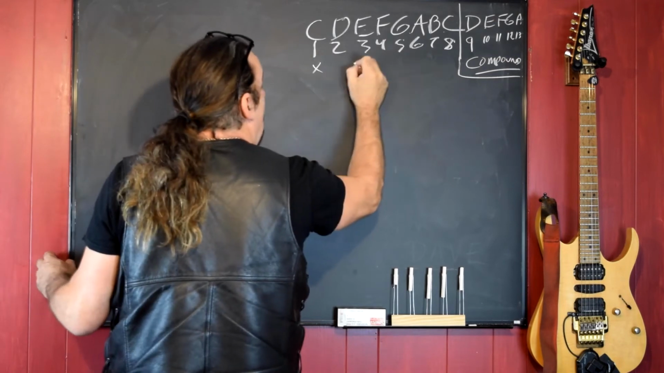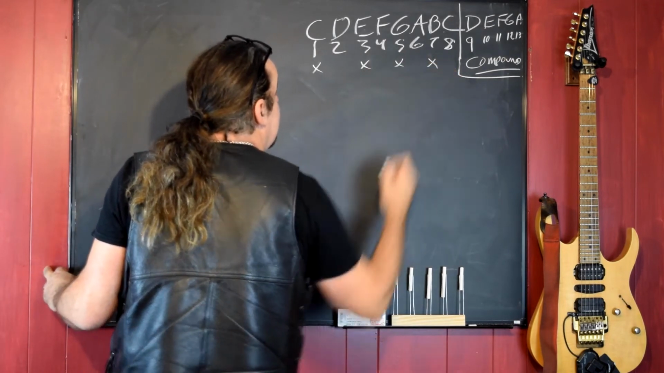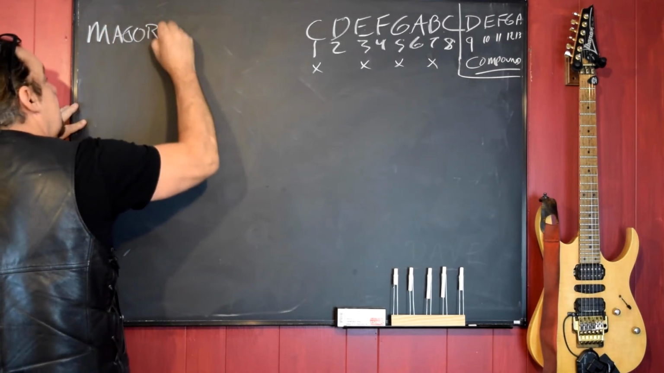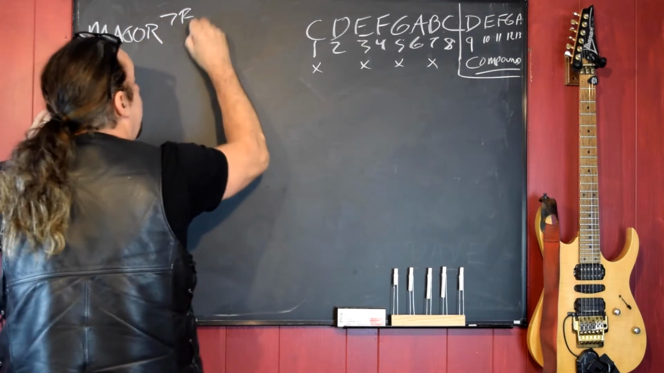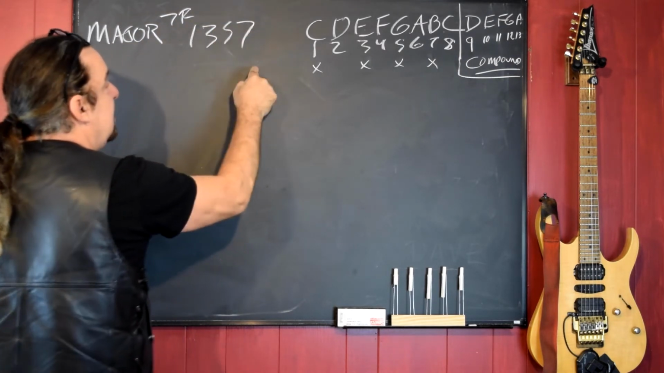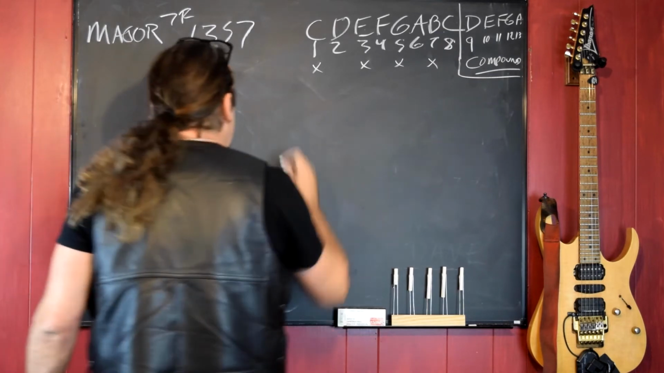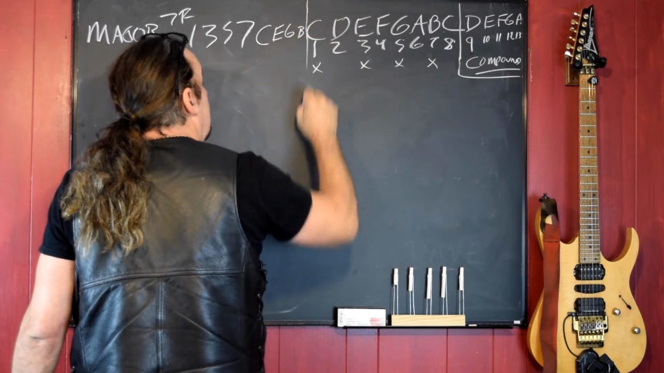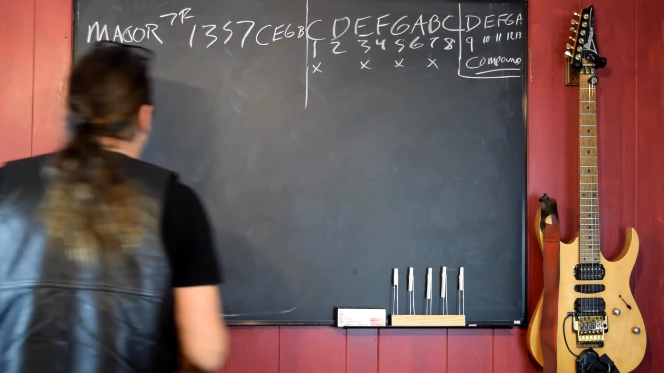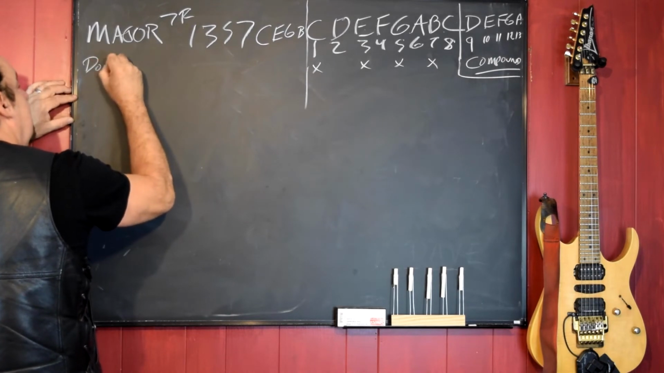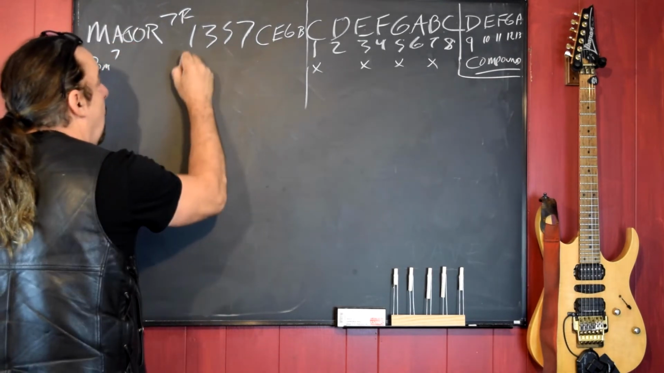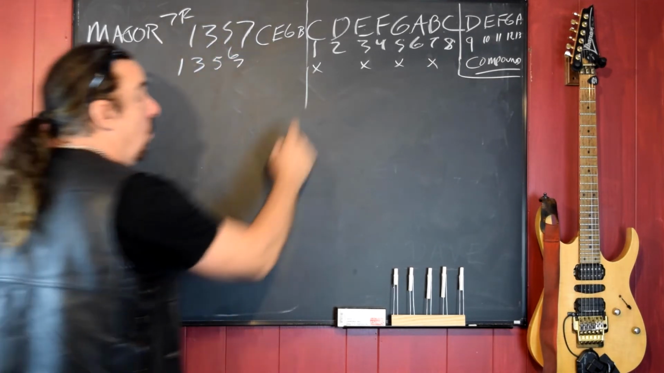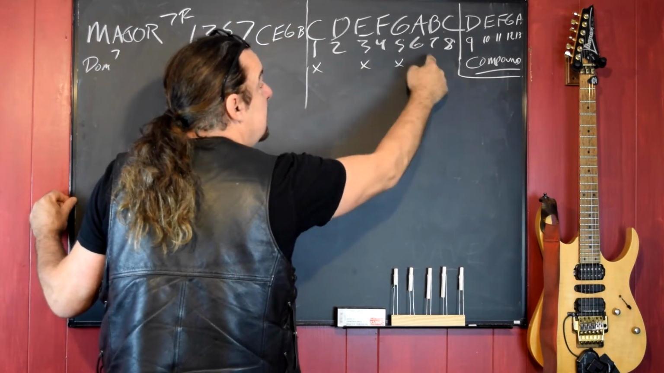For the purpose of argument, 1, 3, 5, and 7, we have a chord called major seventh. Major seventh is 1, 3, 5, 7. That's your formula. And so these notes are C, E, G, and B. Dominant seventh. Dominant seventh is 1, 3, 5, and flat 7. C, E, G, B flat.